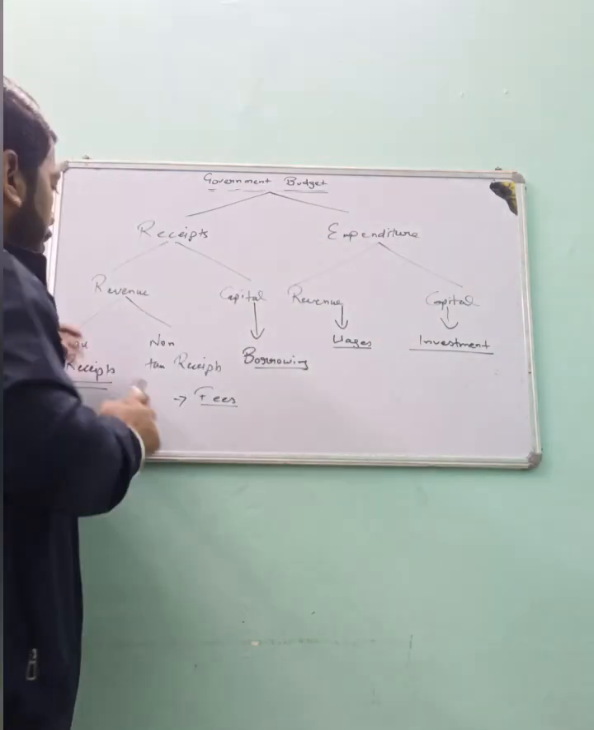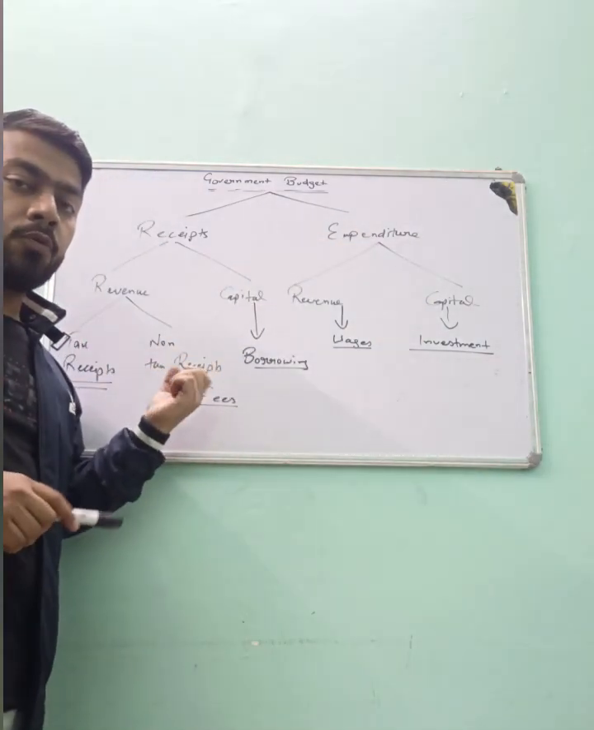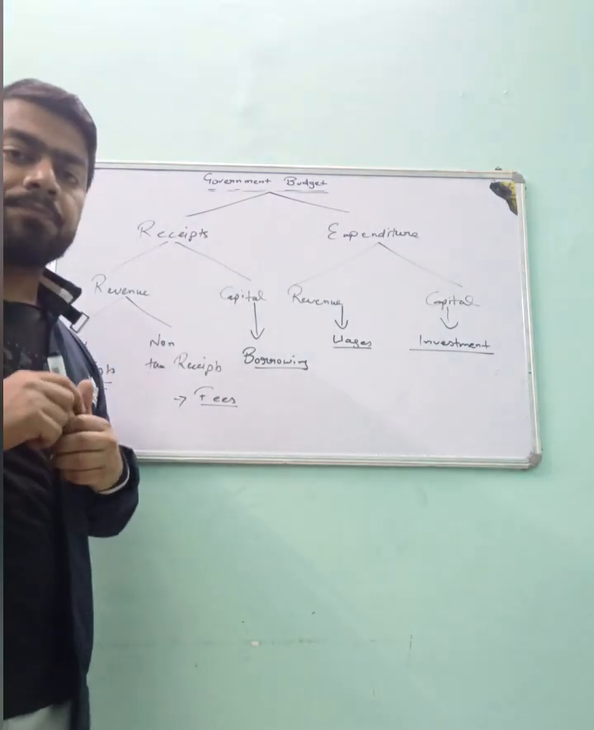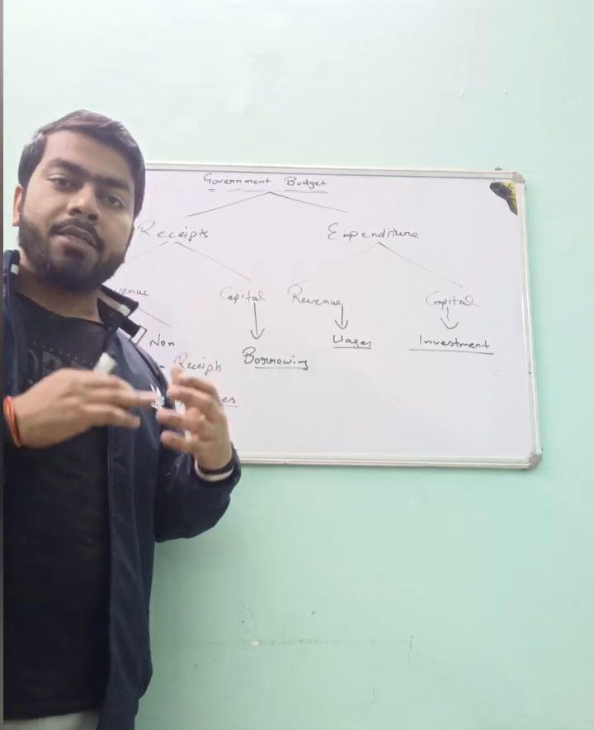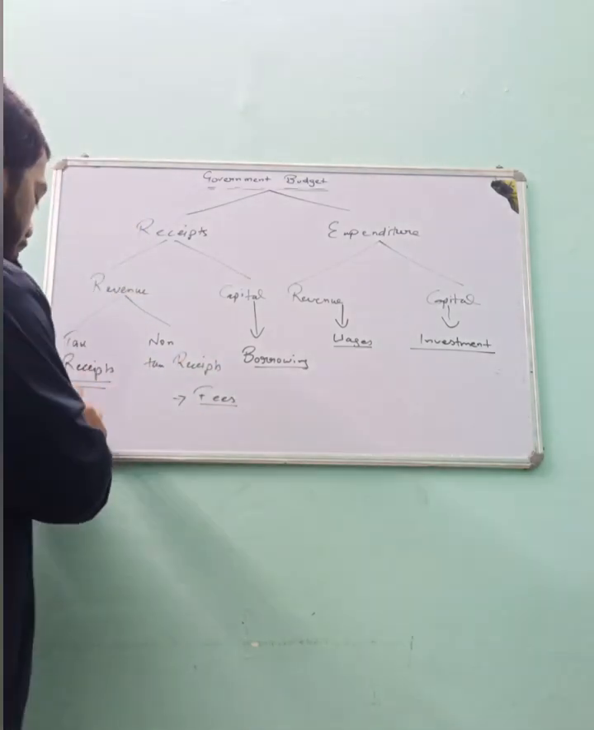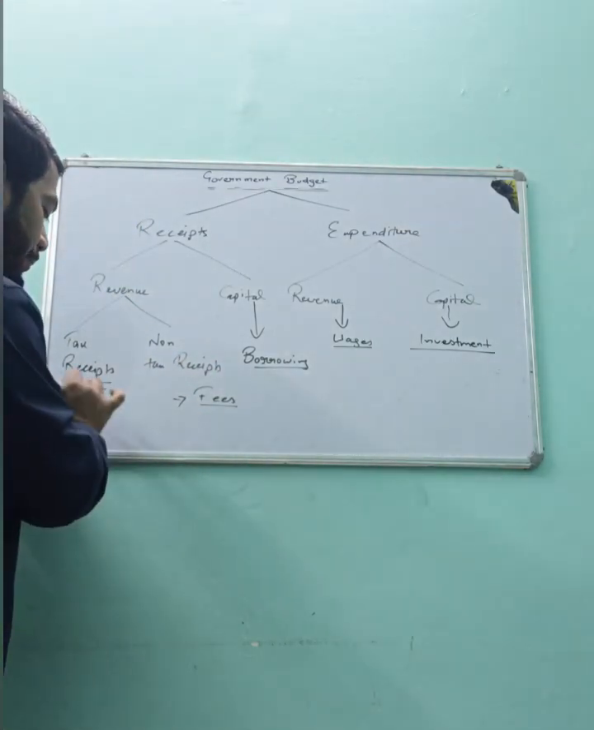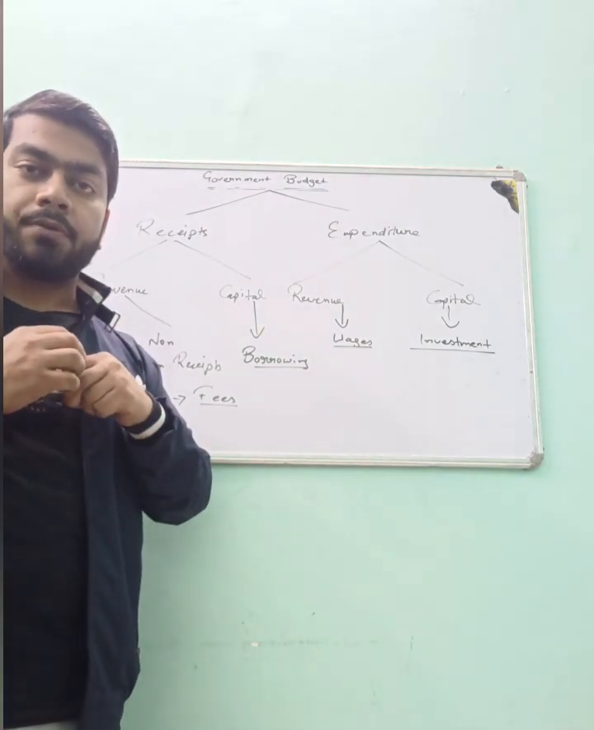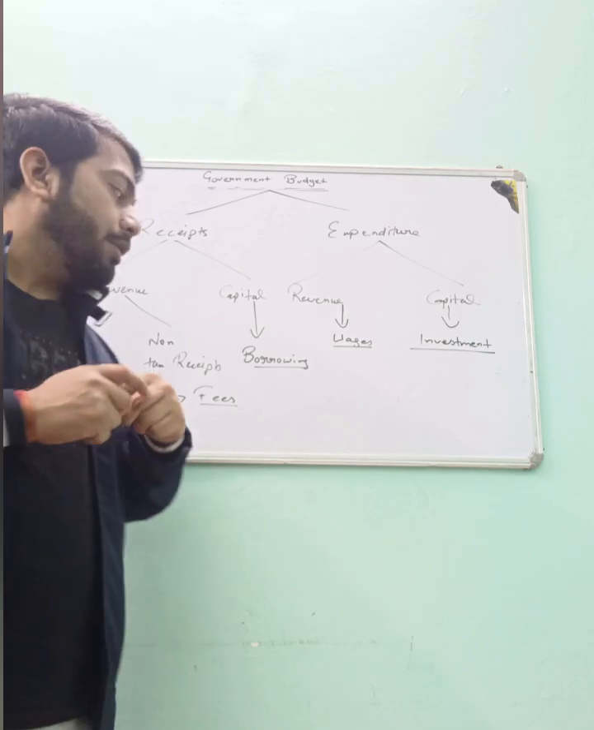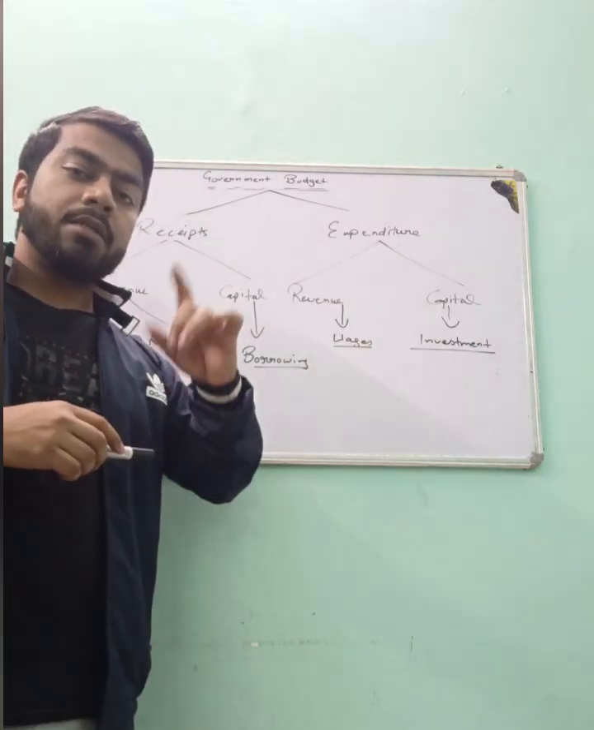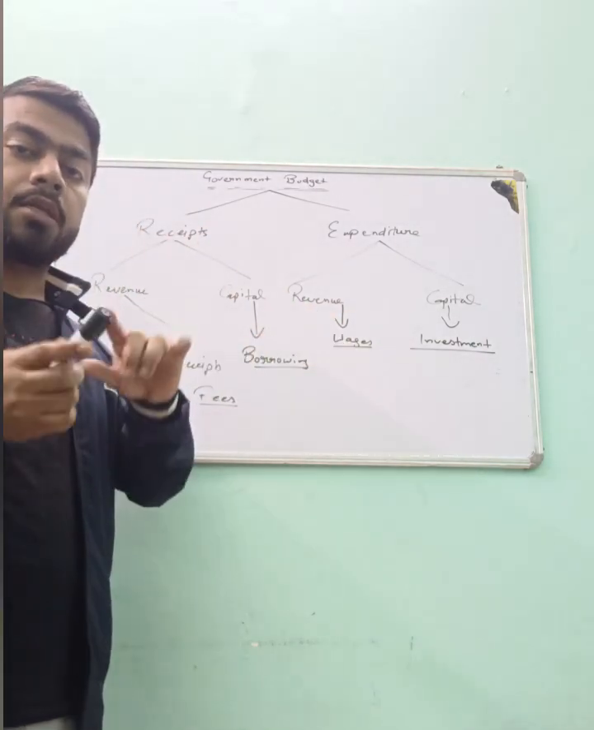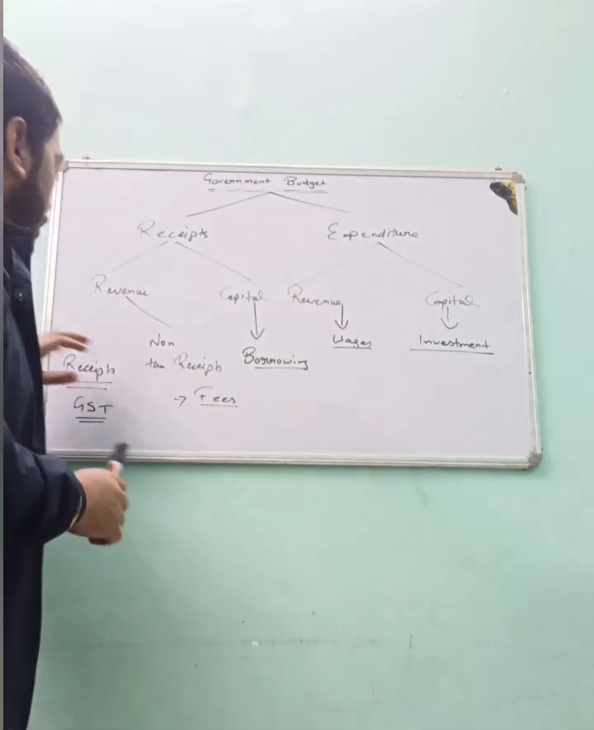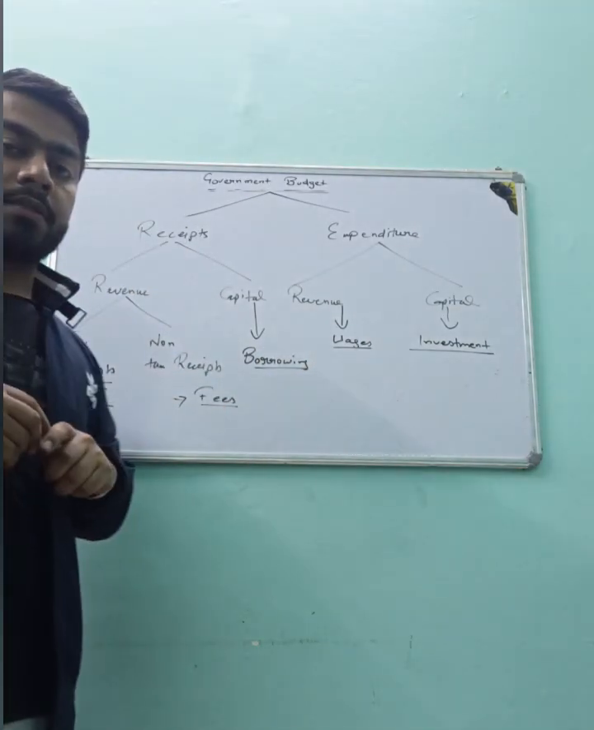Revenue receipts were further divided into two parts: tax receipts and non-tax receipts. For example, government is collecting GST. So GST is a type of tax receipt. Government is earning income tax. Okay, government is charging income tax, so that income tax is government's income. The income tax which you are paying now forms part of government's income. So it is a kind of tax receipt.